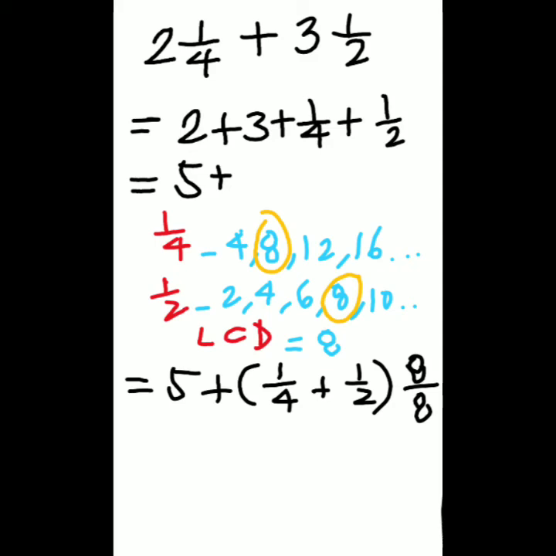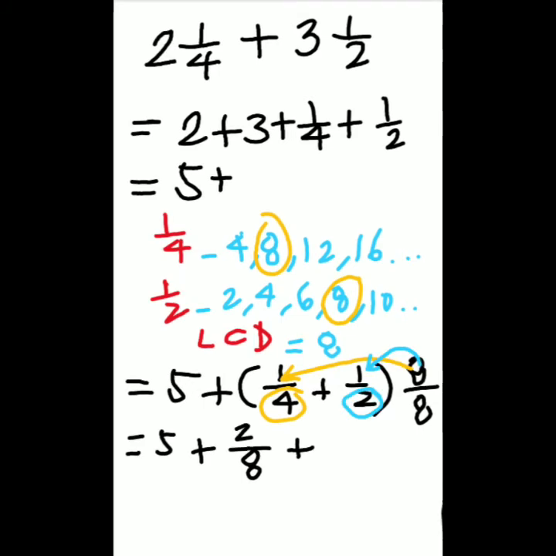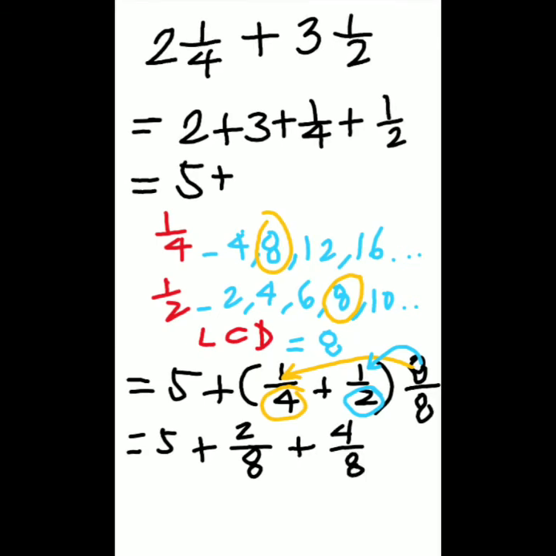To multiply the fraction 1/4 to 8/8, 1 times 8 divided by 4 which is equal to 2 as the numerator then write down the denominator 8. To multiply the fraction 1/2 to 8/8, 1 times 8 divided by 2 which is equal to the numerator 4 then write down the denominator 8.